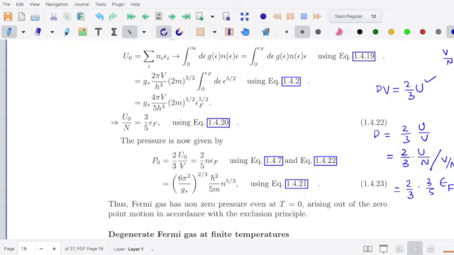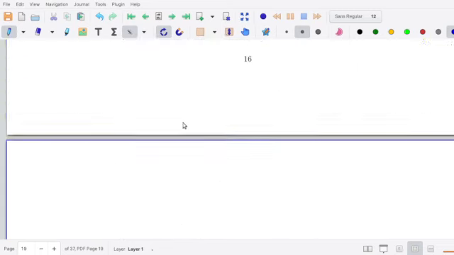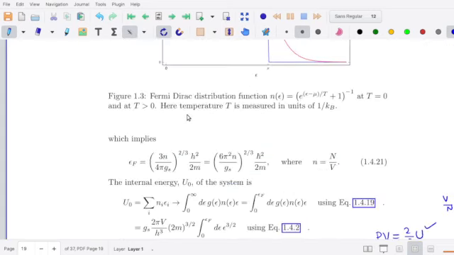Now we already know that epsilon F can be written in terms of n as well. So that's given by this equation.